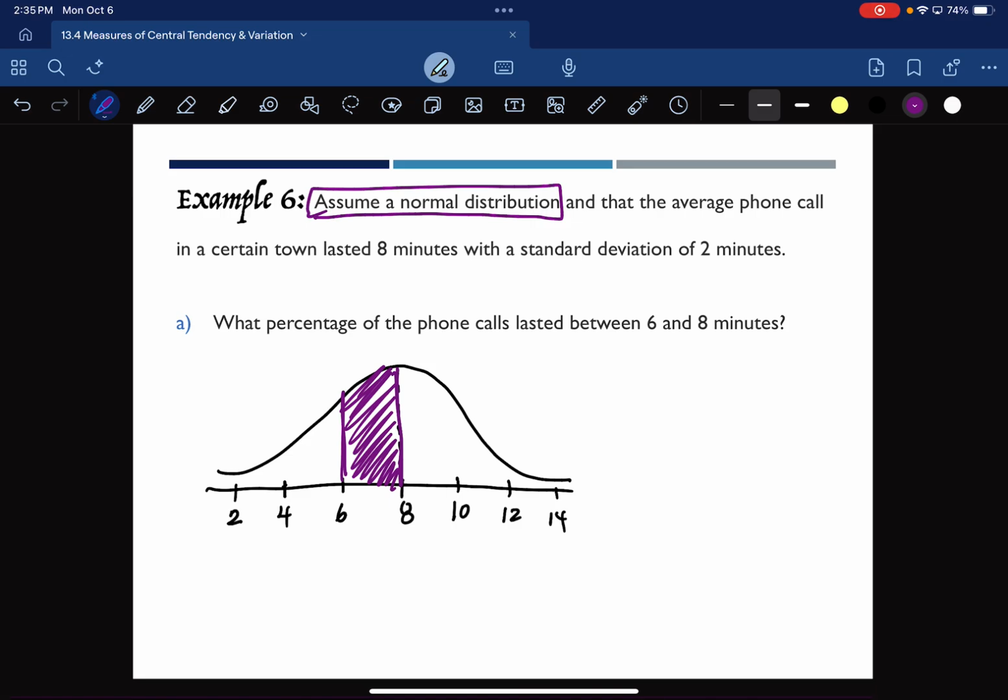Okay, you're right. It's half of 68%. How did you get that, Abby? Fabulous. So if I went all the way from 6 to 10, by the empirical rule, that would be 68%, right? But I don't go all the way over to 10. I stop at 8. So it should be 68% divided by 2, and I will have 34%. So with this information, 34% of the phone calls would have lasted between 6 and 8 minutes. Okay, is that good?